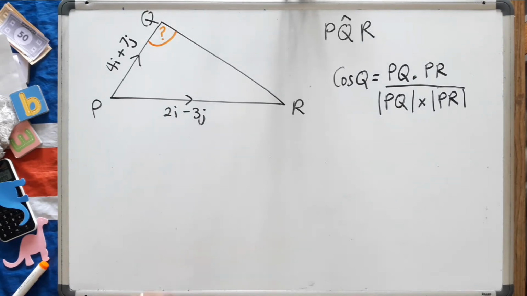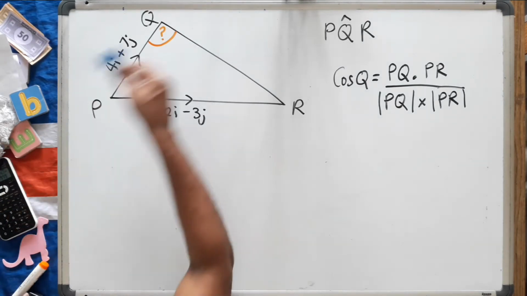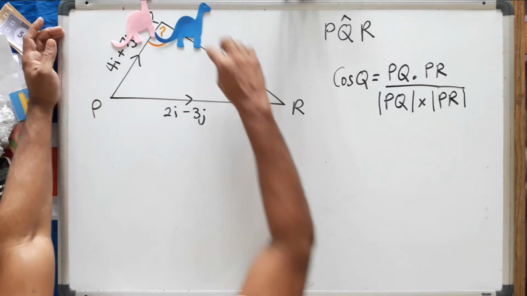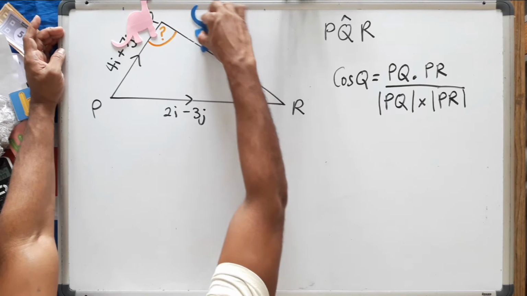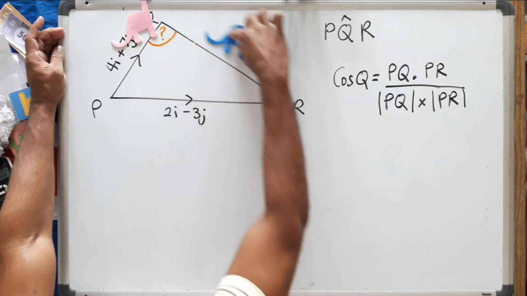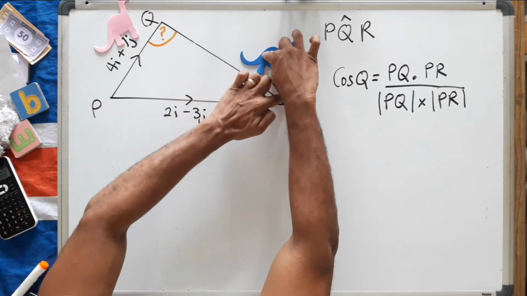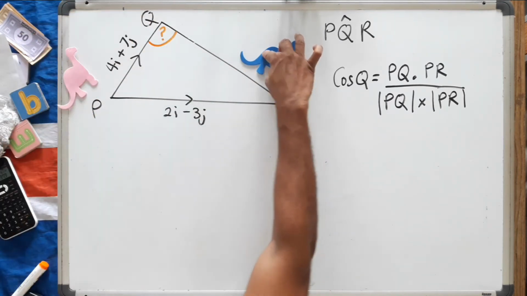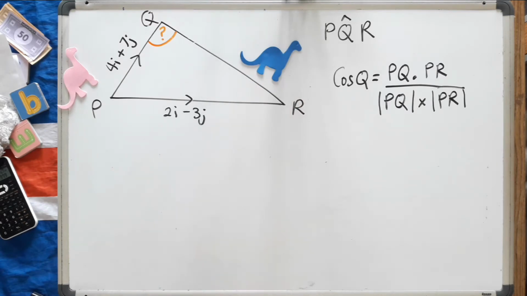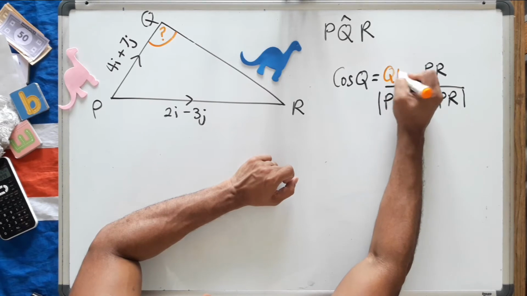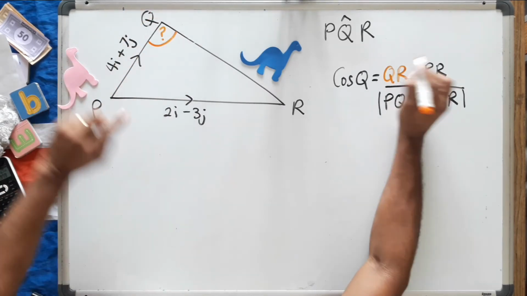Remember, when you are finding a vector angle, you have to put two dinosaurs by the angle, and they are going to race out or walk away from that point. The blue dinosaur is walking from where? Q to R. And the other dinosaur is walking from Q to P. So what are the two vectors involved? QR and QP.